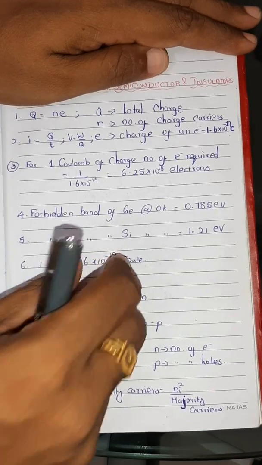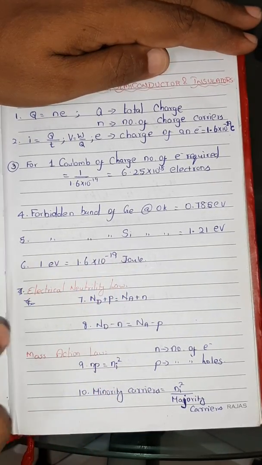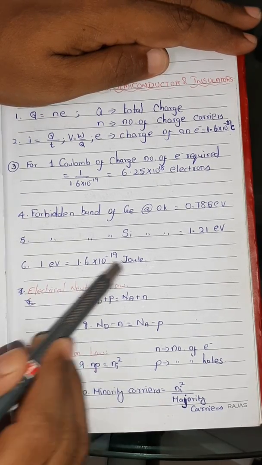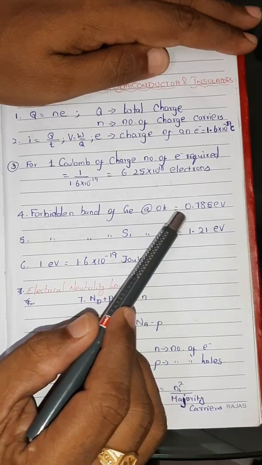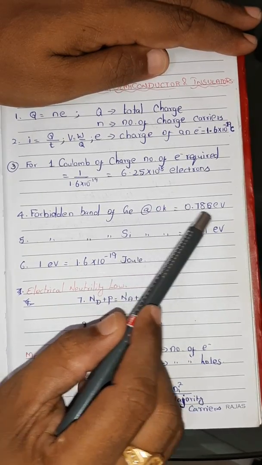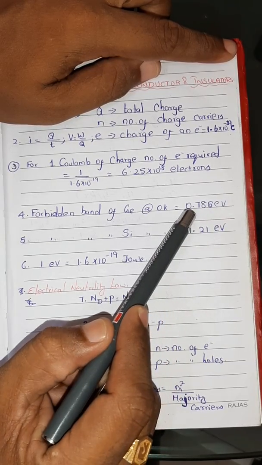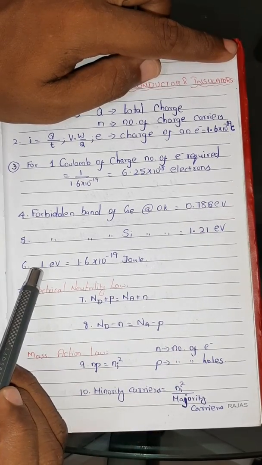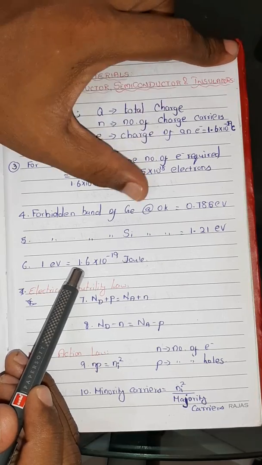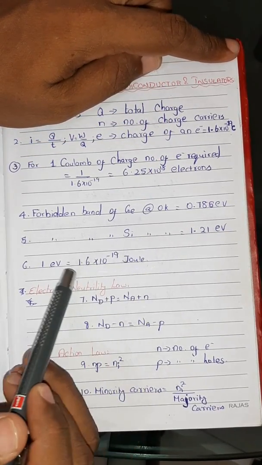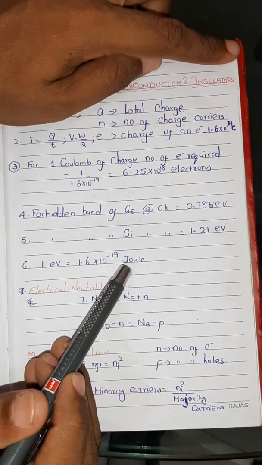So in semiconductors some external energy is required to make free electrons, and the amount of energy required depends on the band gap. For germanium at 0 Kelvin, the forbidden band gap is 0.785 electron volt, which is less than 1 electron volt. The energy that we require to free electrons in germanium is less than 1.6 into 10 power minus 19 joule, whereas for silicon it is slightly greater than 1.6 into 10 power minus 19 joule.